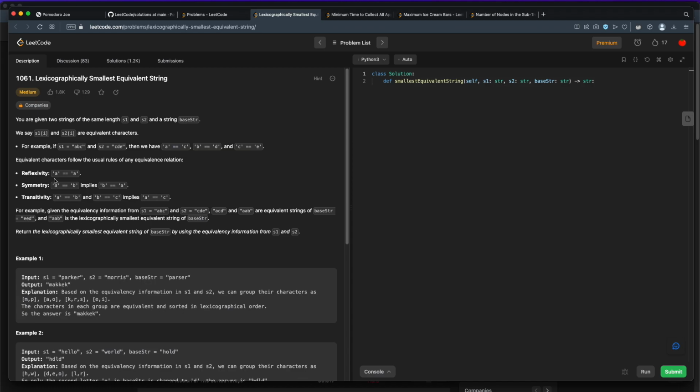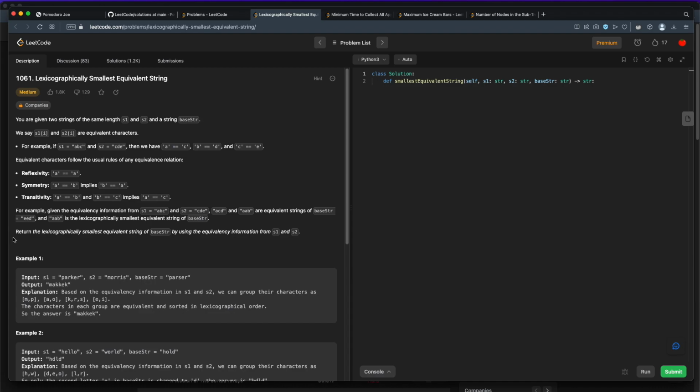Equivalent characters follow the usual rules of any equivalence relation. So reflexivity, that's A is equal to A. Symmetry, if A is equal to B, that implies that B is equal to A. And transitivity, if A is equal to B and B is equal to C, then A is equal to C.